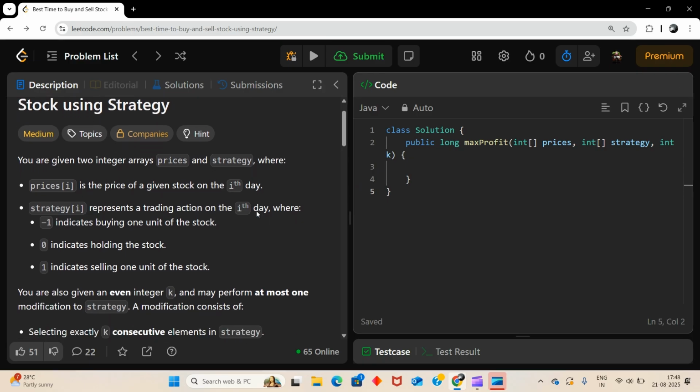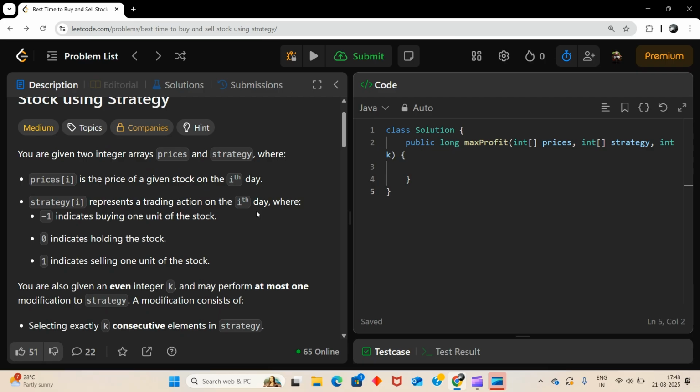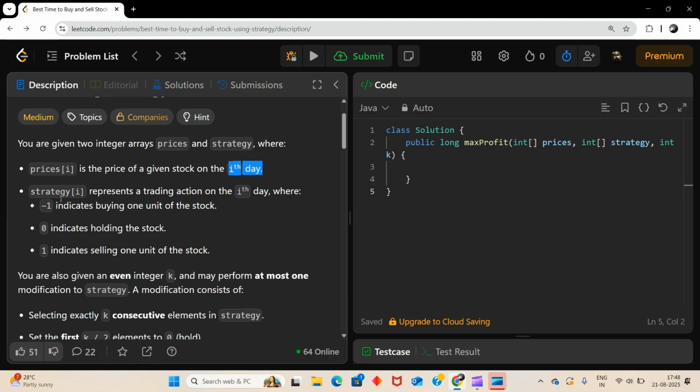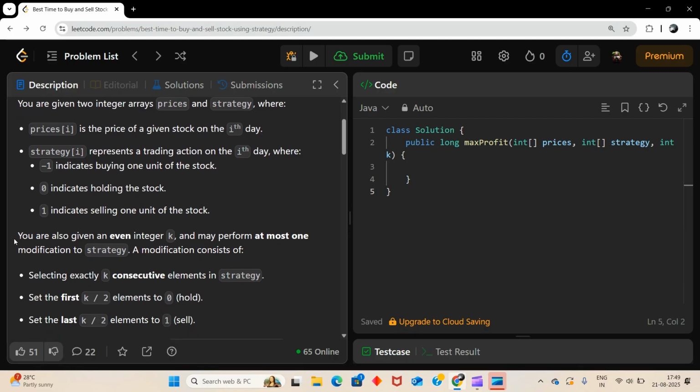You are given two integer arrays, prices and strategy, where prices of i is the price of the given stock on the ith day. And strategy of i represents a trading action on the ith day, where -1 indicates buying 1 unit of stock, 0 indicates holding the stock, and 1 indicates selling 1 unit of the stock. You are also given an even integer k and may perform at most one modification to strategy.